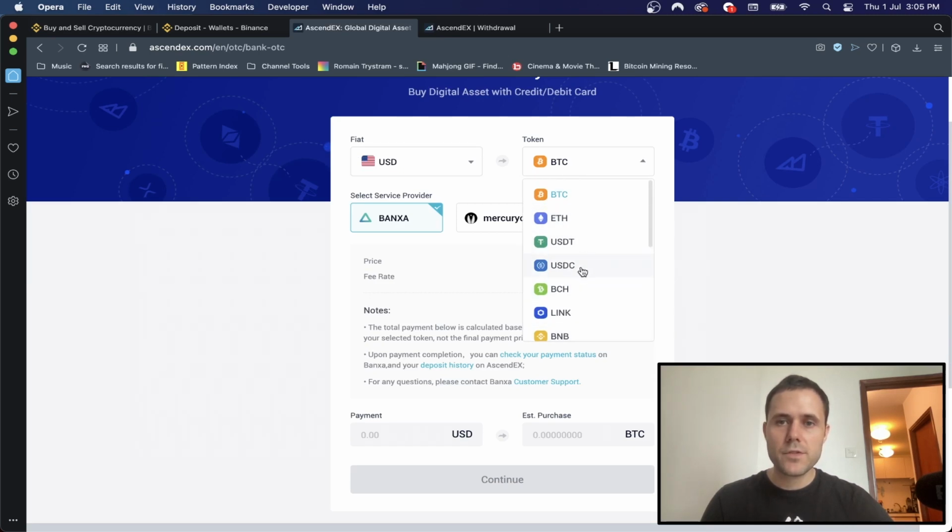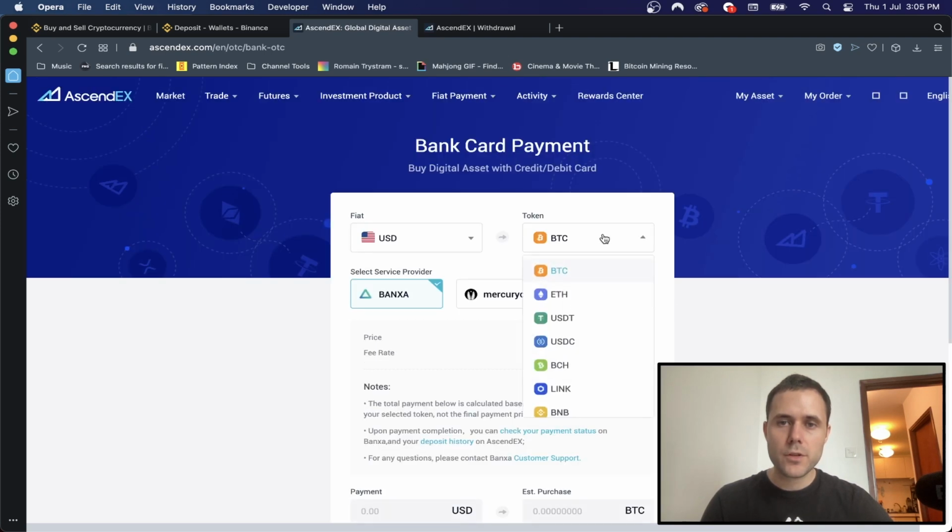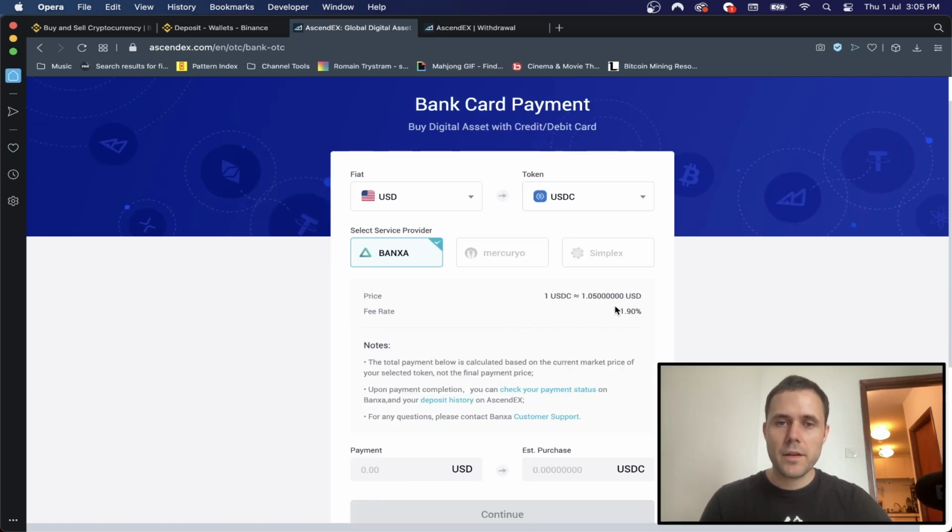If you're doing that on AscendEX, then I recommend buying USDC instead. Unfortunately, we haven't got the option to buy Matic directly on here, so you are probably going to want to buy USDT or USDC. And then we have a fee of about 2%. I think it's going to be similar if you buy with a credit card basically anywhere on Binance or any other options, or on the other option we'll look at in a moment.